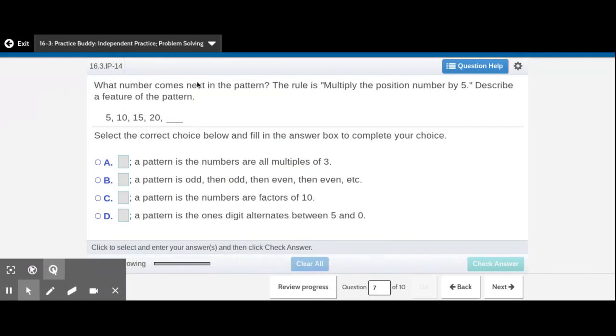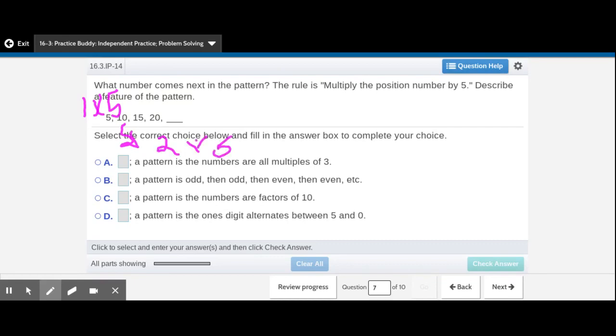I love a good pattern. So what number comes next in the pattern? The rule is multiply the position number by 5. Describe a feature of the pattern. So if I'm multiplying the position number by 5, that means that this is position 1, that 5 is in position 1, so 1 times 5 is what I did for that. This is position 2, so it would be 2 times 5, which is 10. Then the 15 is in position 3, 3 times 5.